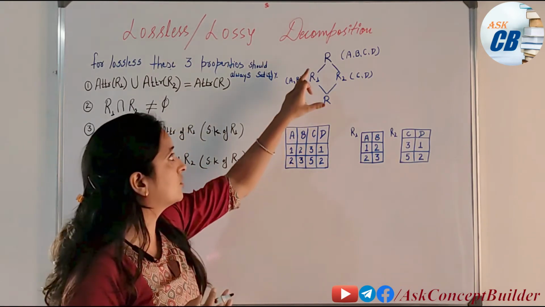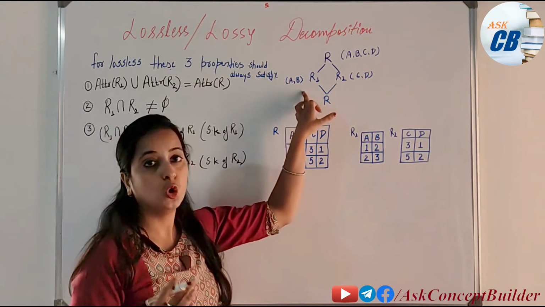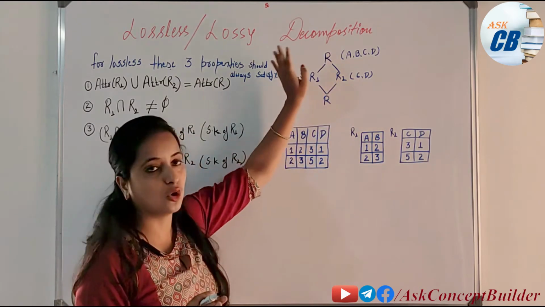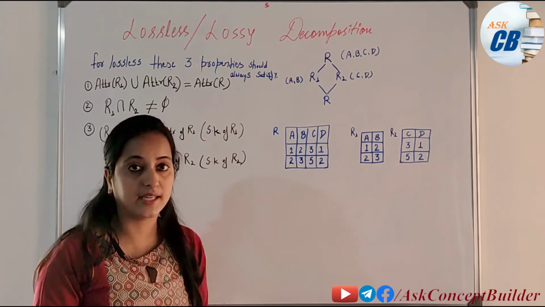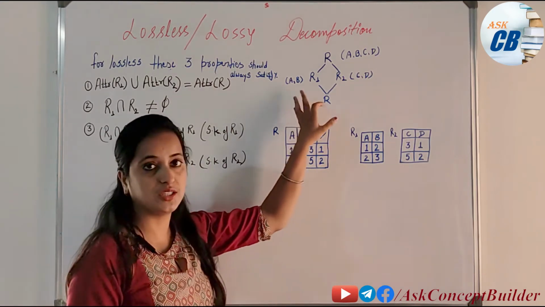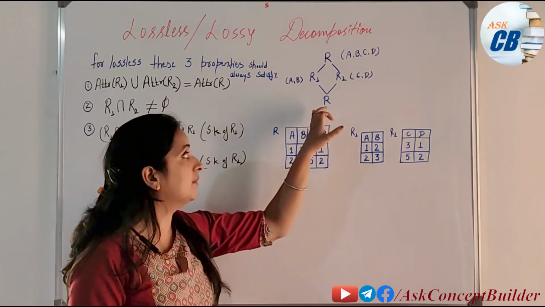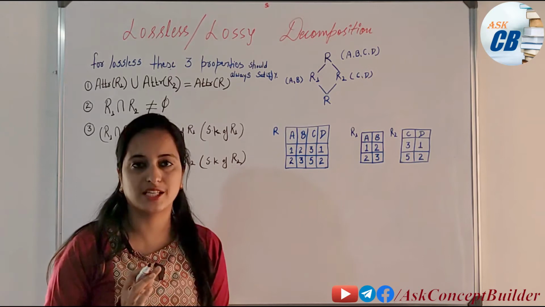Let us suppose this was our relation R, and now we have decomposed it into two sub relations, R1 and R2. Now we are not having R. If we combine these two decompositions, R1 and R2, again, do we get our same relation R or not? That decides lossy or lossless decomposition.